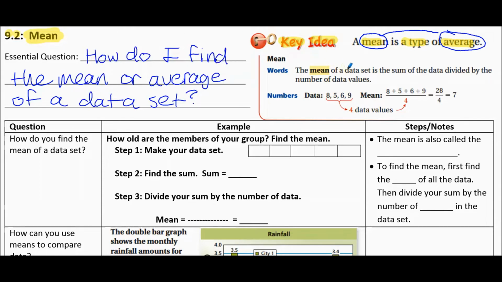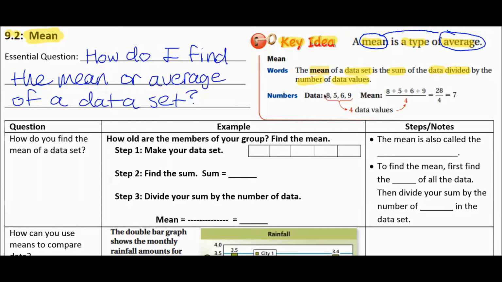Okay, the mean of a data set. Wait, data set. Oh yeah, that's right. When I ask a statistical question, one where I get different factual responses, and I create a data set, that's the analysis using statistics, right? And it is the sum. So the mean of a data set is the sum of the data divided by the number of data values.